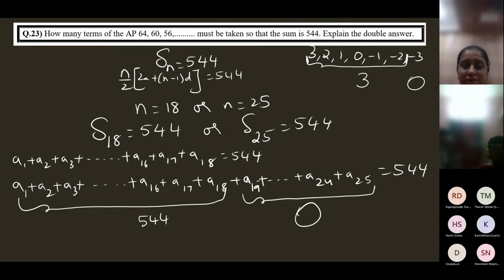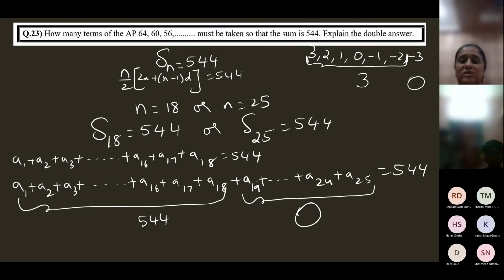But does it mean that the terms are 0 everywhere? No. The terms are different, but the sum is 0. So it's possible to get 0. When you have positive values and their negatives, they will cancel out with one another and the sum will be 0.